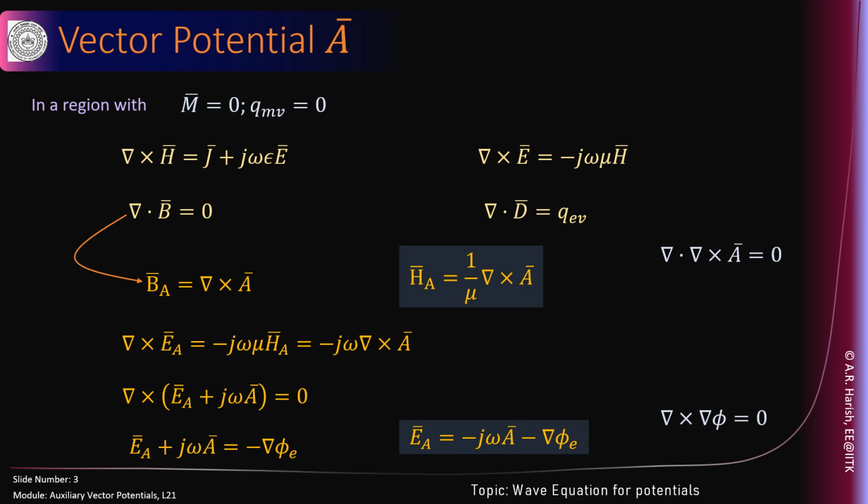What's the meaning of this? If I were to know the vector A and scalar phi_E, in terms of A and phi_E, I can write the solutions of Maxwell's equations, H_A and E_A. Good. Still, I don't know how to find A and phi_E. We are going to figure that out in the next slide.